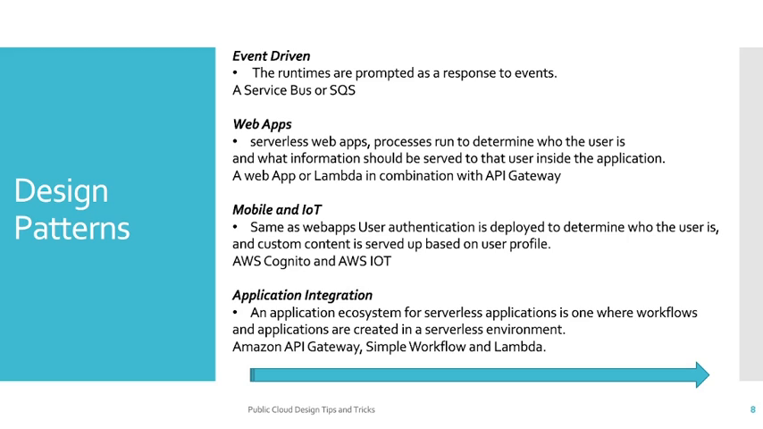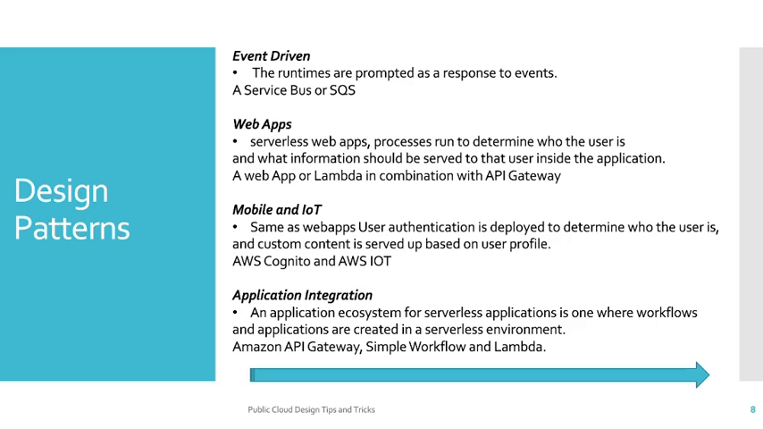Then the web apps. A serverless web app is a process run to determine who the user is and what information should be served to that particular user inside the application. A web app on Lambda is a combination with an API gateway. Generally, if you think about a web app, it always stands behind an API gateway or a gateway.